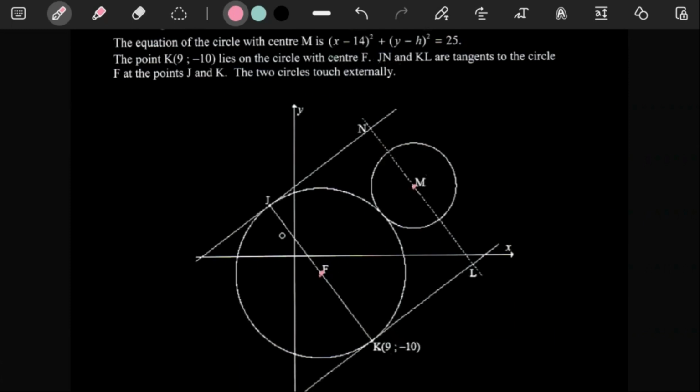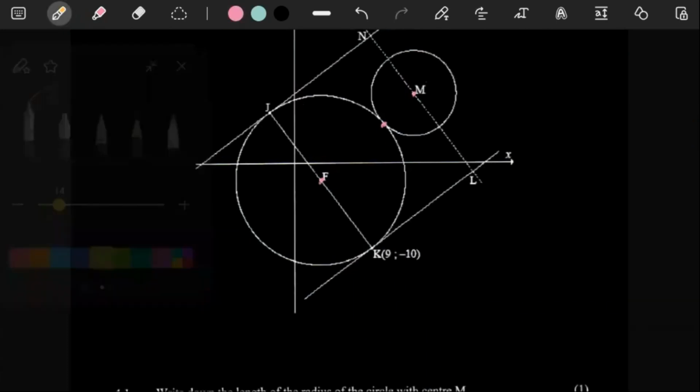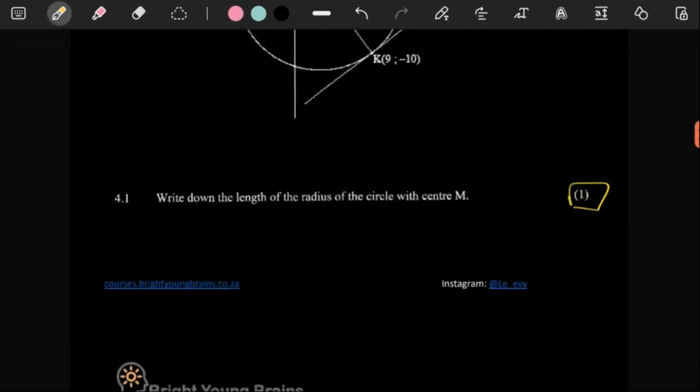And then it says here JN, where's JN? JN and KL, these are tangents to the big circle. JN and KN are tangents to the circle F, yes, at the points J and K. Then it says the 2 circles touch externally, so they touch here externally. Okay. Seems like there's a lot going on with this sketch. We can already anticipate these interesting questions.